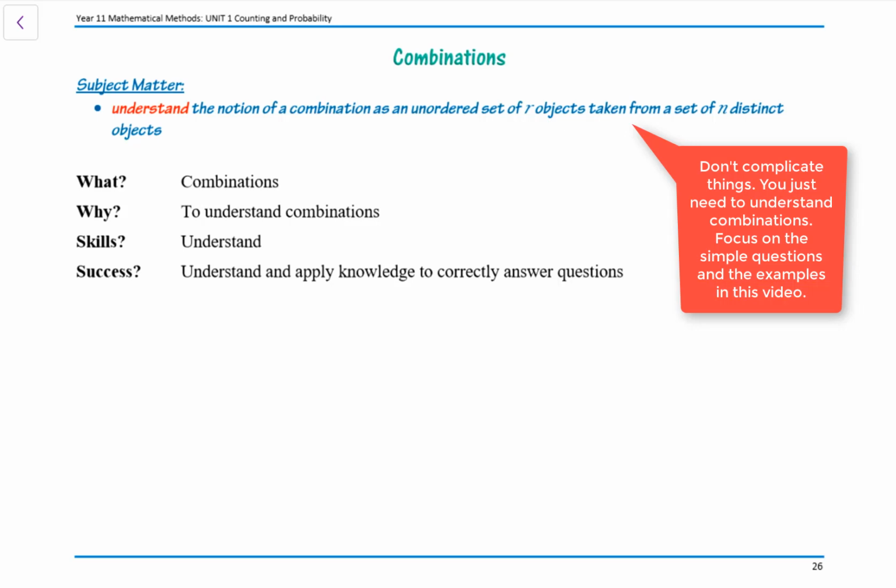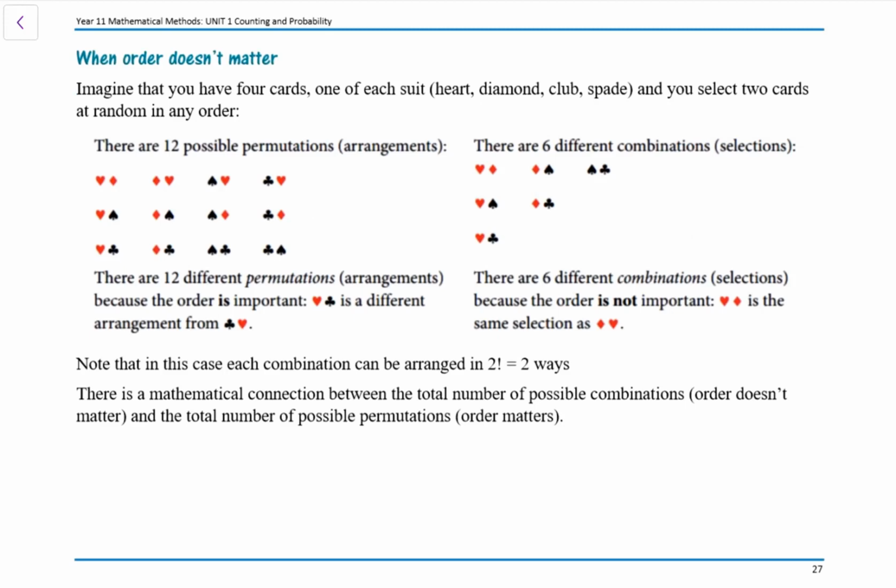This video looks at combinations. Our QCAA subject matter is to understand the notion of a combination as an unordered set of R objects taken from a set of N distinct objects. So I'm going to start, even though we don't cover permutations in maths methods, by talking about permutations and combinations so you can see the difference.